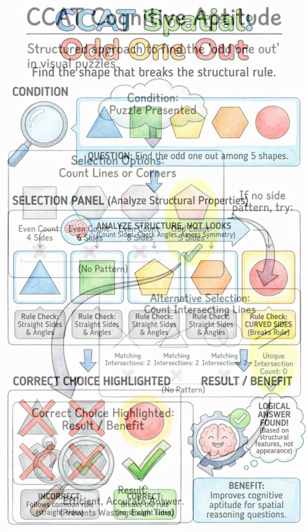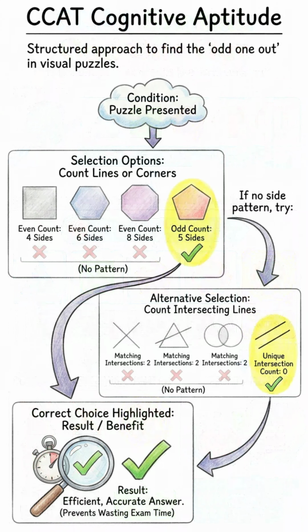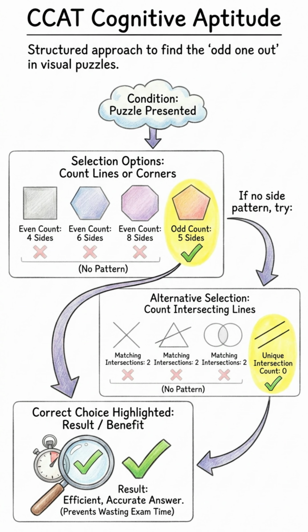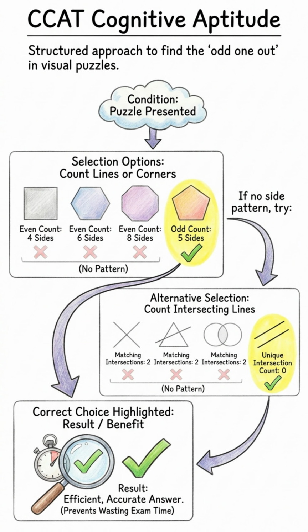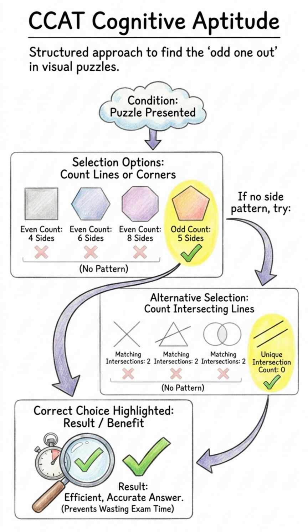When solving odd one out puzzles, always start by counting the straight lines or the corners of every shape presented. Very often, 4 shapes will have an even number of sides, like 4, 6, and 8, while the odd one out will have a 5-sided pentagon structure. If counting sides does not reveal a pattern, look for intersecting lines and count how many times the lines cross each other. Moving straight into analytical counting prevents you from staring blankly at the images and wasting precious exam time hoping a pattern magically appears.